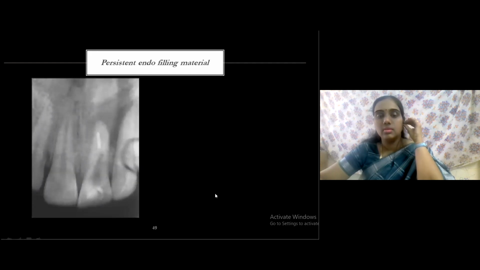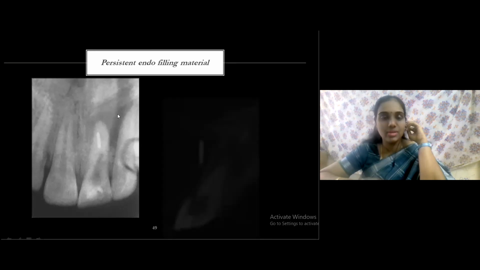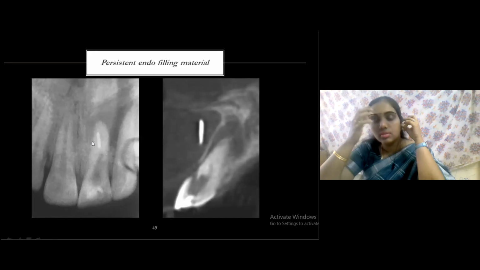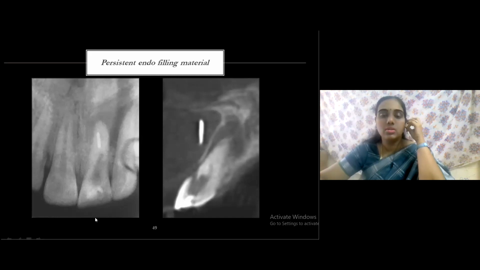Okay, now you can see this is an interesting case. This case was referred, this is an intraoral periapical radiograph. The doctor was not able to remove the endodontic material from the root canal. So a CBCT was taken, and you see the endodontic material which is not present in the root canal at all. This is a very good case to explain the importance of 3-dimensional radiology. See where is the endodontic material present? And there is also some perforation here.